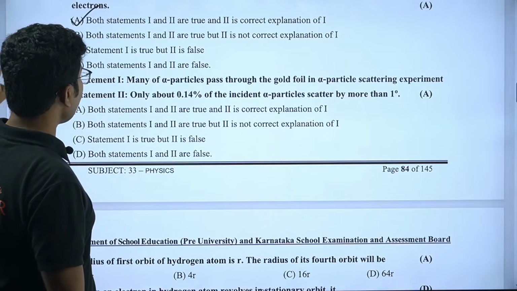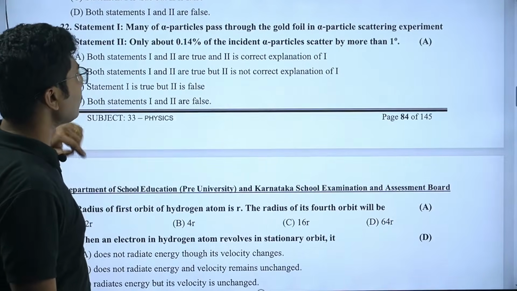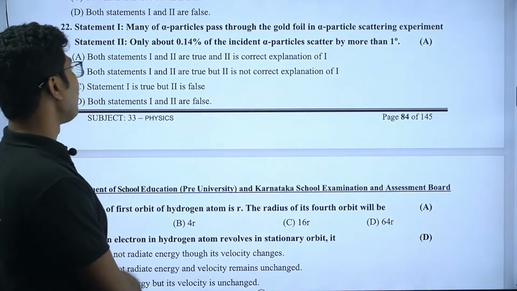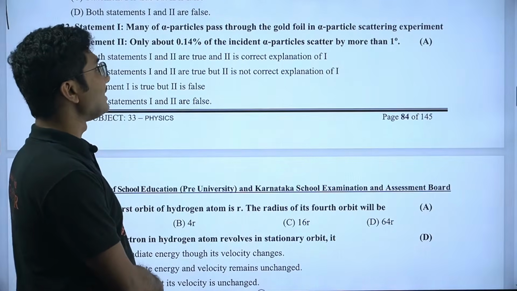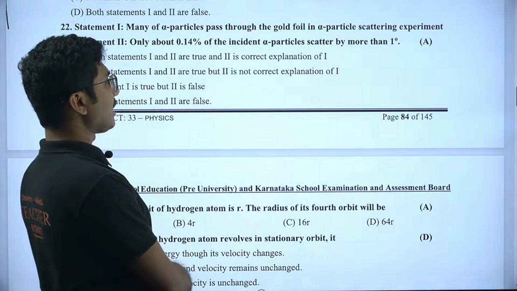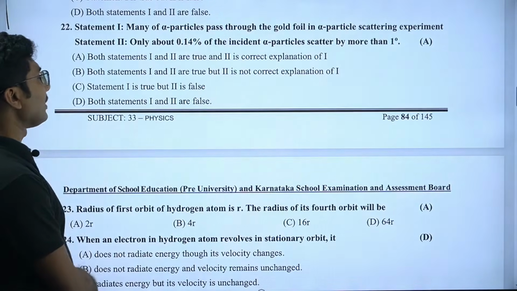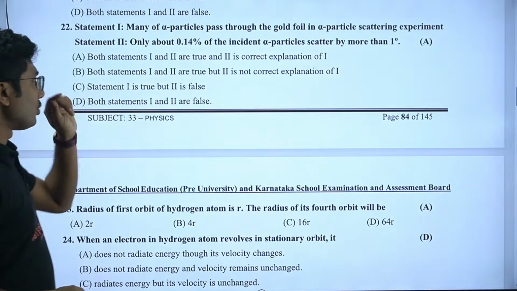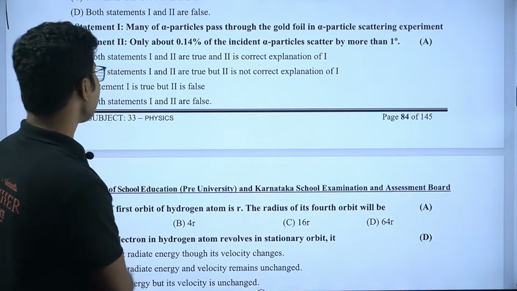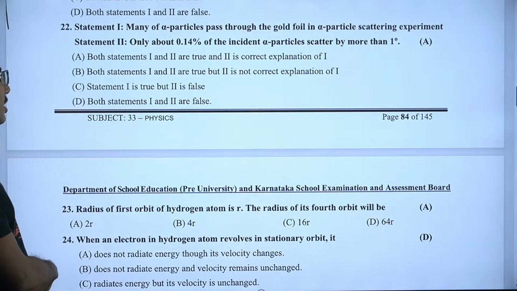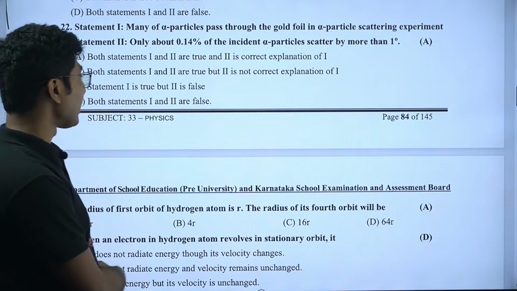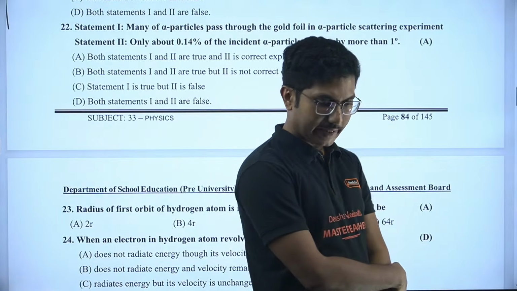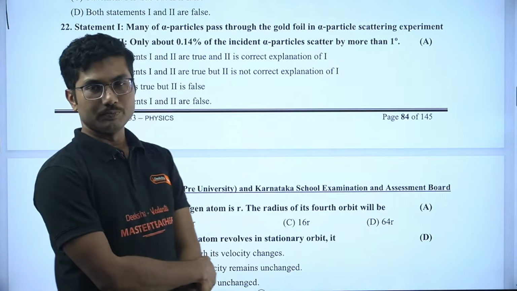Many of the alpha particles pass through the gold foil in alpha particle scattering experiment. Only about 0.14% of the incident alpha particles scatter by more than 1 degree. Both statement 1 and 2 are true, and 2 is the correct explanation of 1. Both statements are true, but 2 is not the correct explanation. Statement 1 is true, statement 2 is false. Both statements are false. What about 22? 21 A is correct. What is correct for 22?